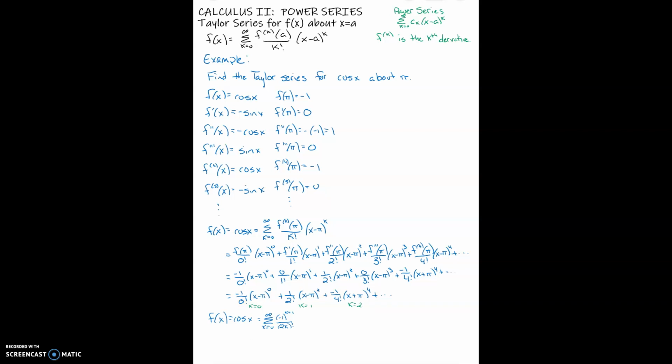Then we have this multiplied by x minus pi raised to, I notice that the value in the denominator is the same in the exponent. So whatever I'm taking a factorial of in the denominator, that's what I'm going to use as my exponent, which we just wrote as 2k. And there we go. Now, isn't this amazing?